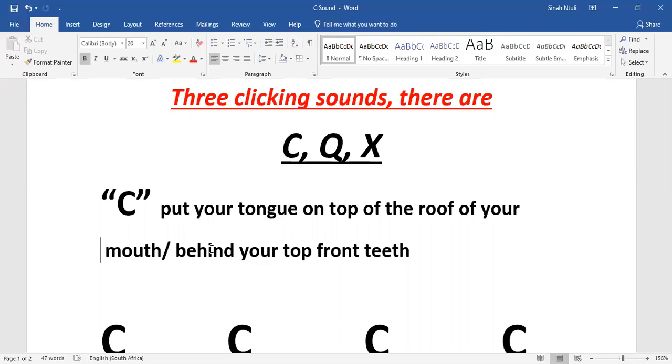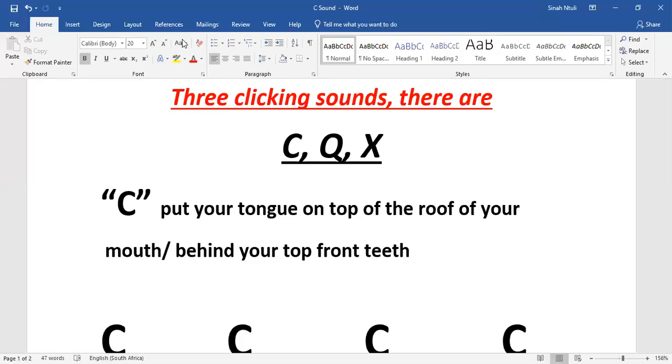Okay, so I am going to explain to you how to pronounce C. When you sound C, you need to put your tongue on top of the roof of your mouth, like, or you can just put your tongue behind your top front teeth. You sound it like when someone fell or got hurt, and you're feeling sorry for them. Then you say to them, that's how you sound C.